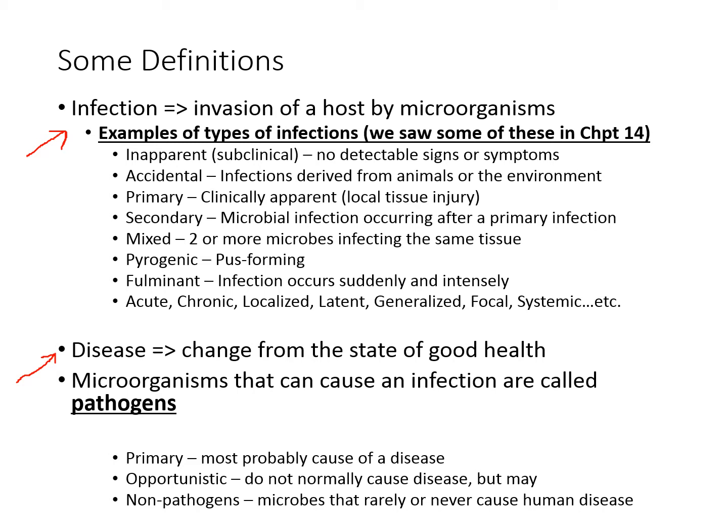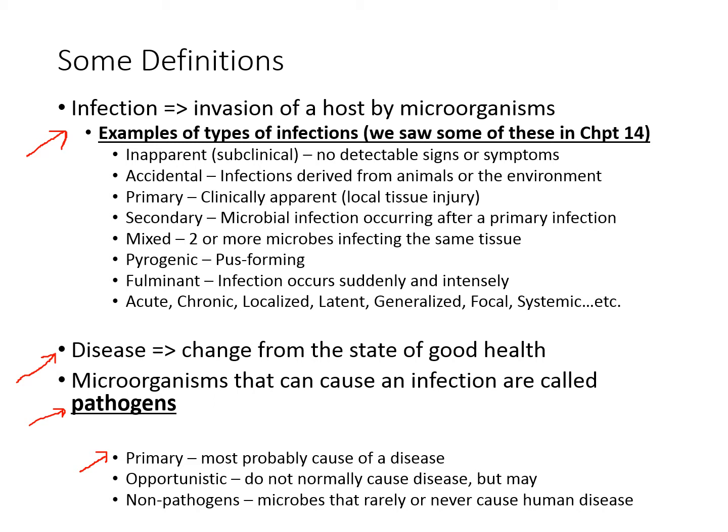Disease-causing microorganisms are called pathogens. Pathogens can be divided into 3 main groups. You have your primary or frank pathogens. These are the most probable causes of an infectious disease. For example, Borrelia burgdorferi is the cause of Lyme disease, or SARS-CoV-2 is the cause of COVID-19.